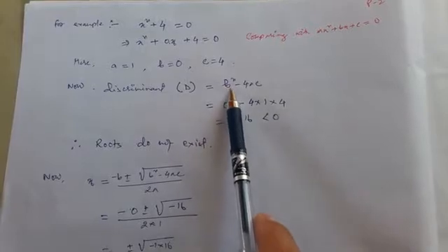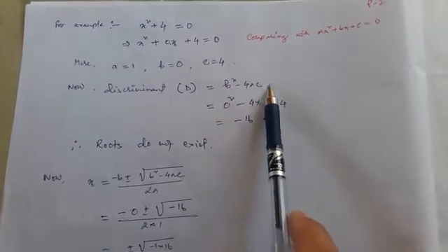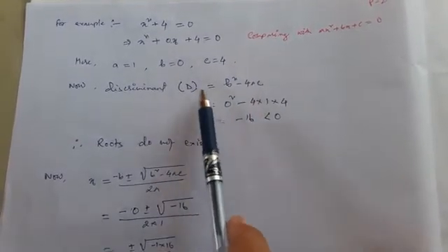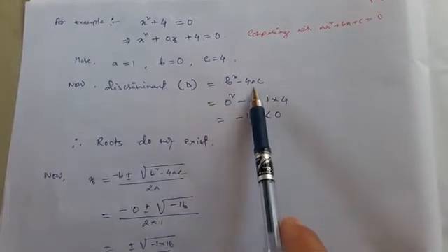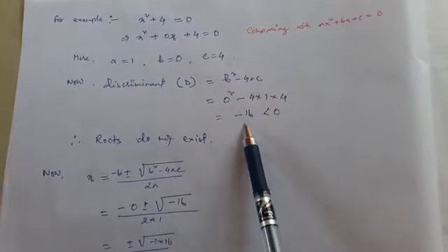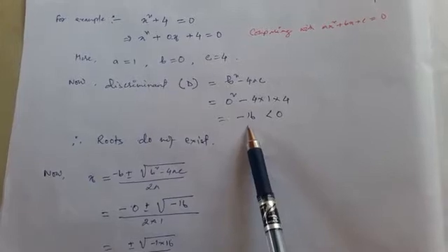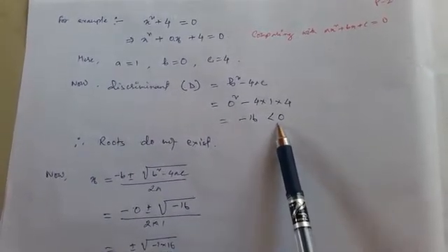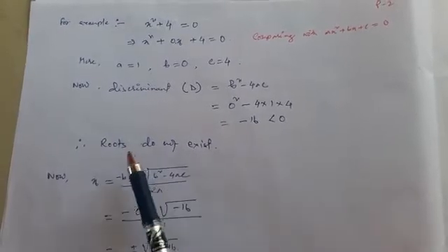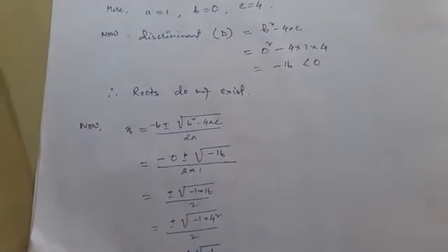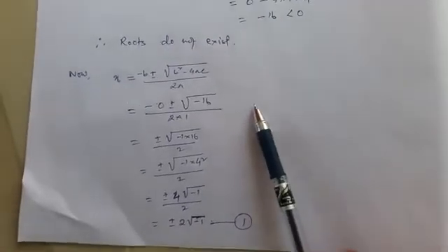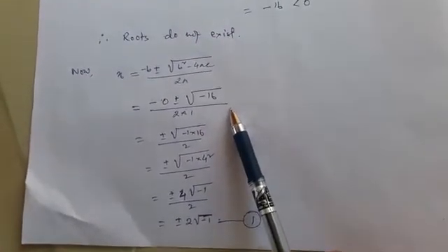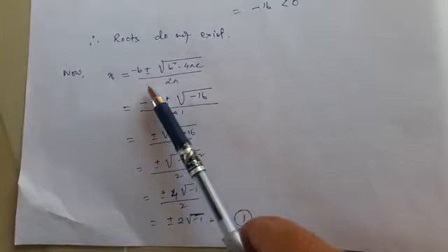Now let us find the value of the discriminant. Using b square minus 4ac, we replace all the corresponding values of a, b and c, and we get minus 16. When we compare with 0, this value is less than 0, that means there are no roots; the roots do not exist. If there are no real roots, let us find the value of the roots again in order to get a complex number.